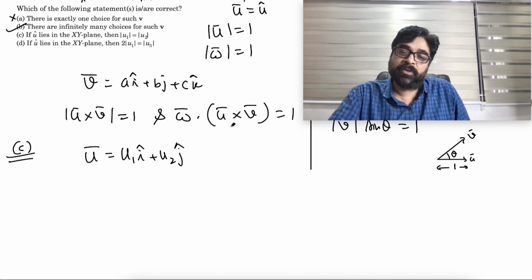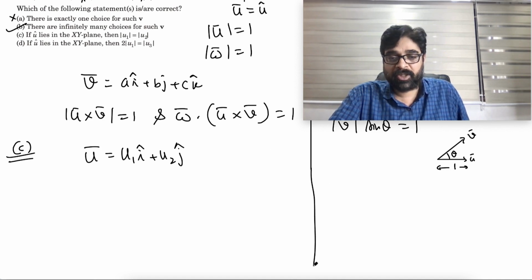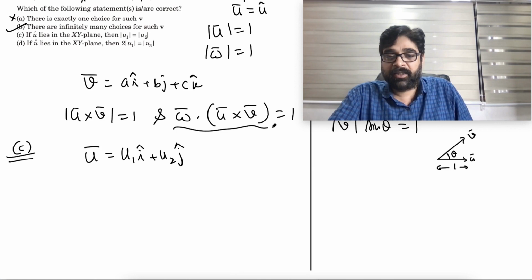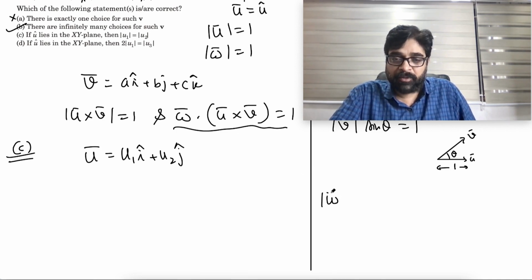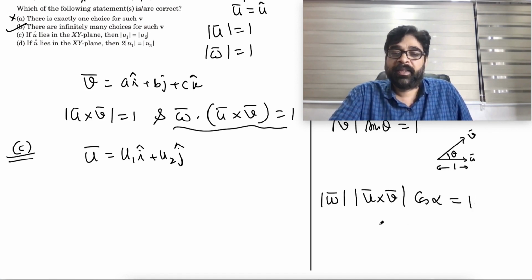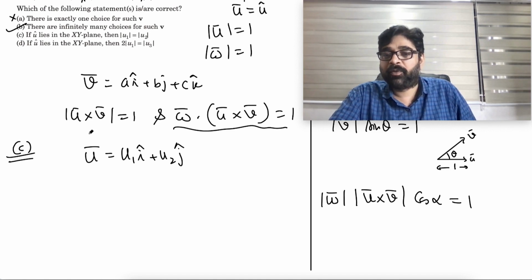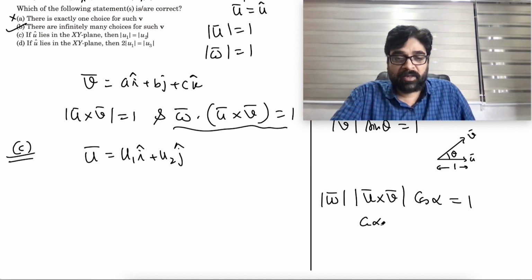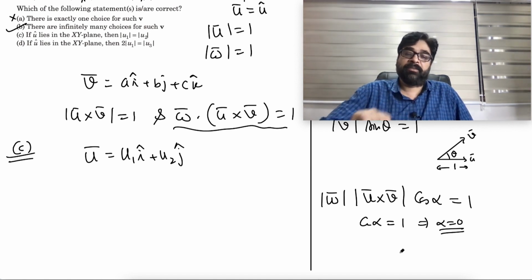W dot u. One thing we can do, this part we didn't explore. Let's explore it. This will be equal to mod w into mod u cross v into cos alpha, where alpha is the angle between w and u cross v. Mod w we already saw is 1, and mod of u cross v is given as 1, so cos alpha is 1, which means alpha is 0. Can you understand the meaning of this?